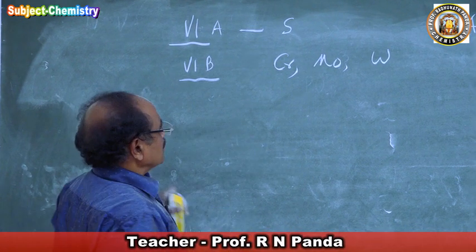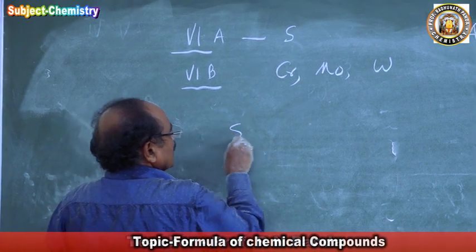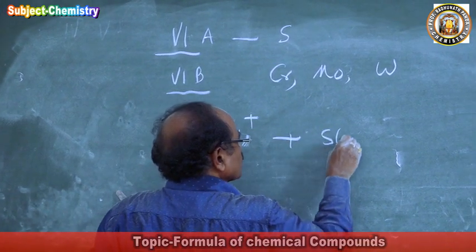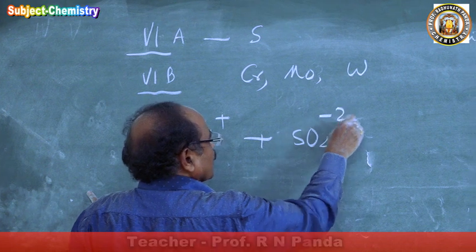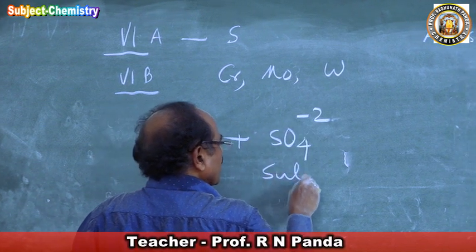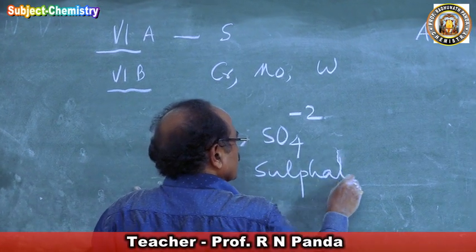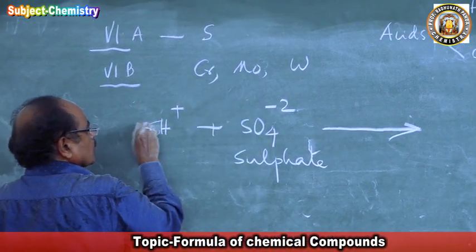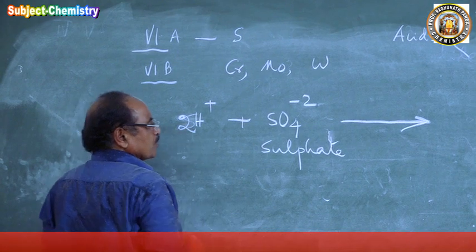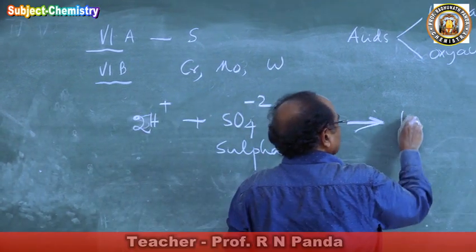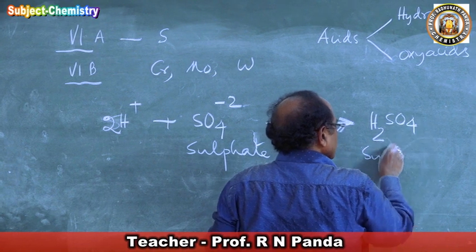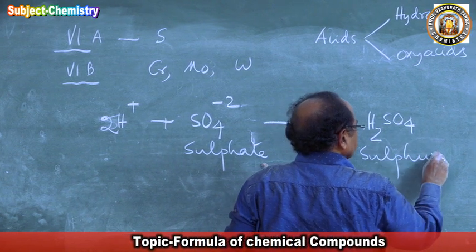So let us take sulfur first. Sulfur will combine with H plus. So what is the radical of sulfur? SO4 minus 2. What is SO4 minus 2? Sulfate. So how many negative charges are here? 2. So how many positive charges do you want? 2 positive charges. So the formula will be H2SO4. So this name is sulfuric acid.